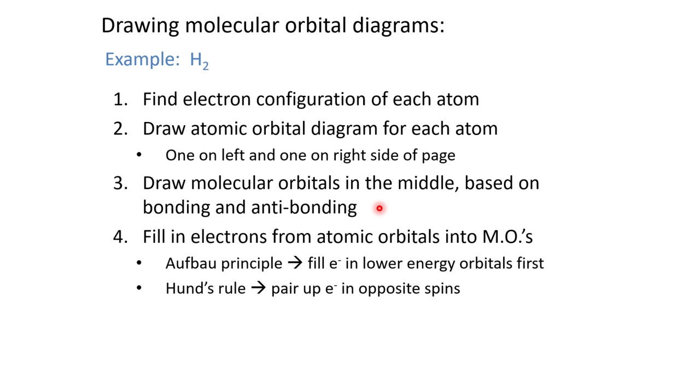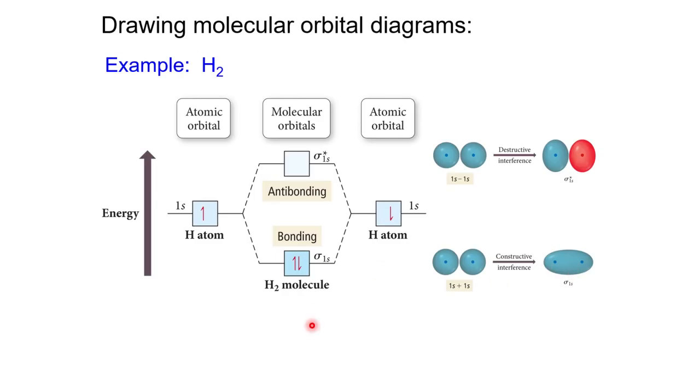Then you fill in the electrons from the atomic orbitals. You take them from the atomic ones and put them into the molecular orbitals, and you use the same principles you used before: Hund's rule to pair up opposite spins, and the Aufbau principle, where you fill the lower energy orbitals first. So here's our example from our hydrogen.